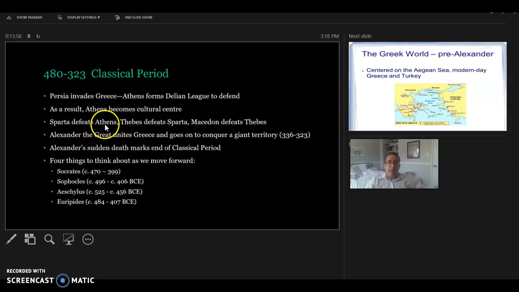We have a bunch of infighting. Sparta defeats Athens, Thebes defeats Sparta. There's a bunch of fighting back and forth. But regardless of that, Athens does become this cultural center with this giant Dionysian festival, which leads to what we think of as the flowering of Greek drama, right? The Greek playwrights Sophocles, Aeschylus, and Euripides are writing during this period, as well as the comedians. We have Socrates and Aristotle coming out of this place, coming out of Athens, right?